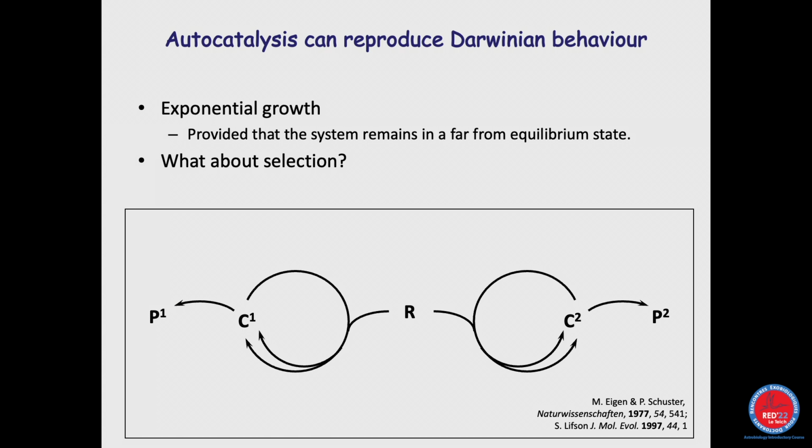And this system can find a steady state only if the concentration of one of the autocatalysts, C1 or C2, is equal to zero, which means, in fact, that the more efficient autocatalyst is able to drive the other one into extinction, exactly the same as species can compete in the same ecosystem for a single resource.